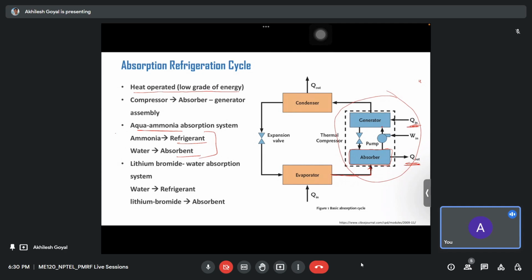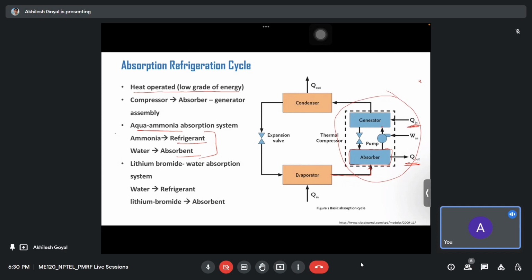And the second one is the lithium bromide water absorption system. In the lithium bromide and water absorption system, water works as refrigerant and lithium bromide works as absorbent. Okay, so here the behavior of water changes.